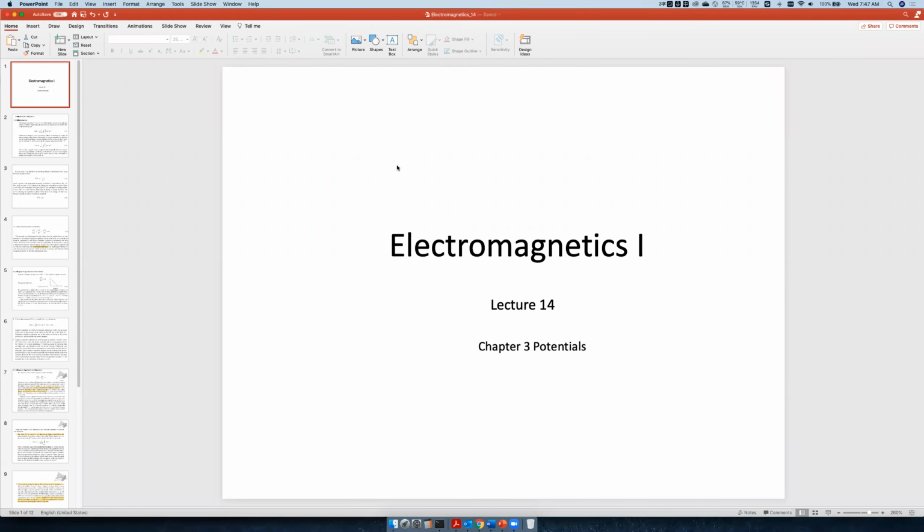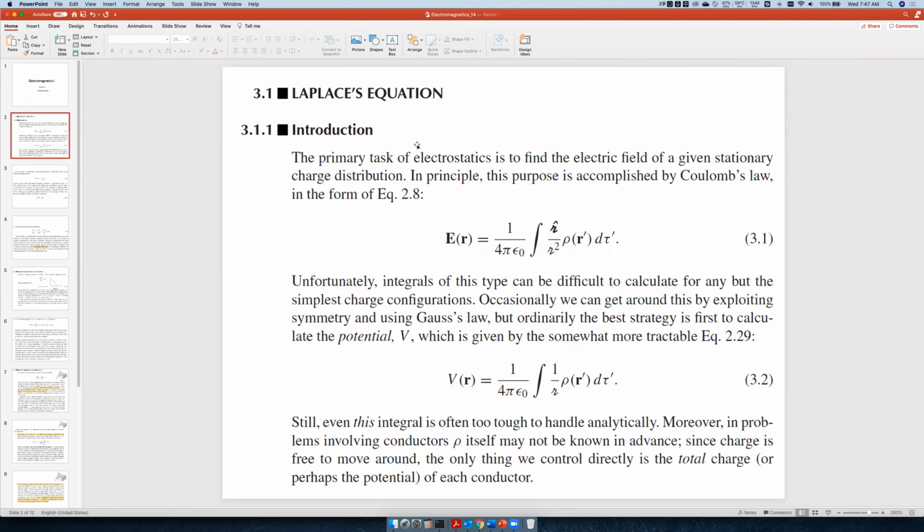Okay, everyone. Now let's start chapter 3, which is about potentials. Before we start the real knowledge about potentials, first let's learn something about the tools we're going to use to calculate the potentials, which is the Laplace equation. Because we're going to use this equation so many times when solving problems related to potentials.